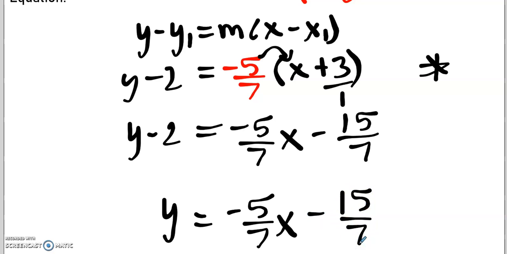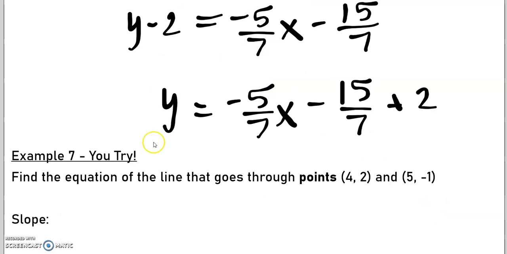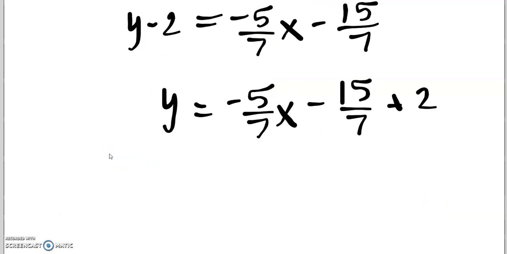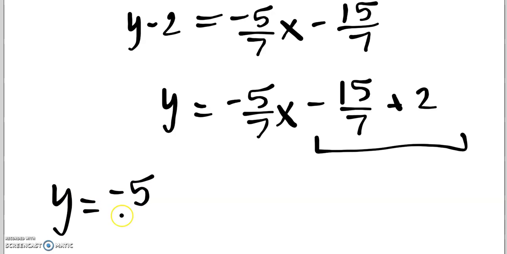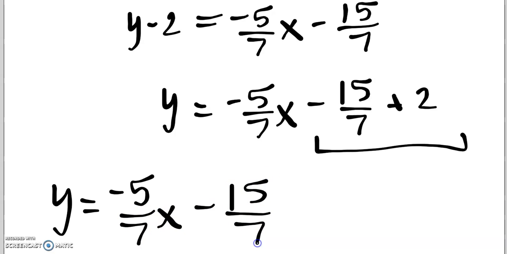Watch what I'm going to do here, plus the 2. And we want to combine like terms. Oh, we're not ready for this. We want to combine like terms. So, do you remember how to add fractions? Right? We need a common denominator. So I'm going to have y equals negative 5 over 7x minus 15 over 7 plus, I need a common denominator. So this is right now over 1. That's going to become 14 over 7, right? 14 over 7 is the same thing as 2.